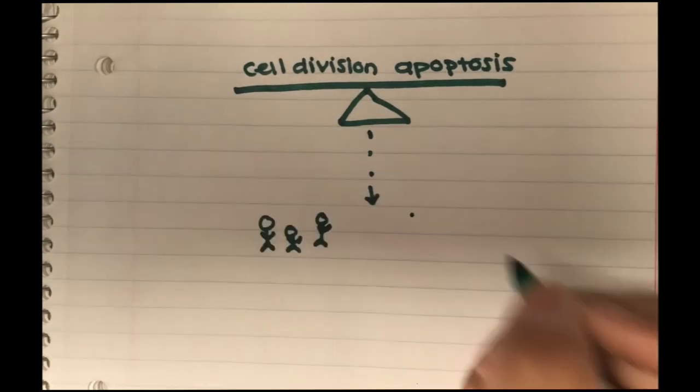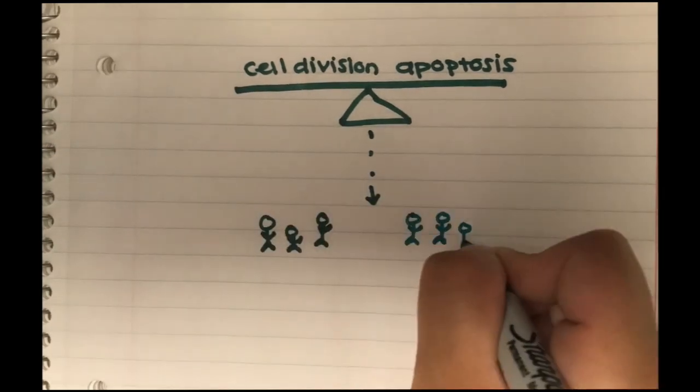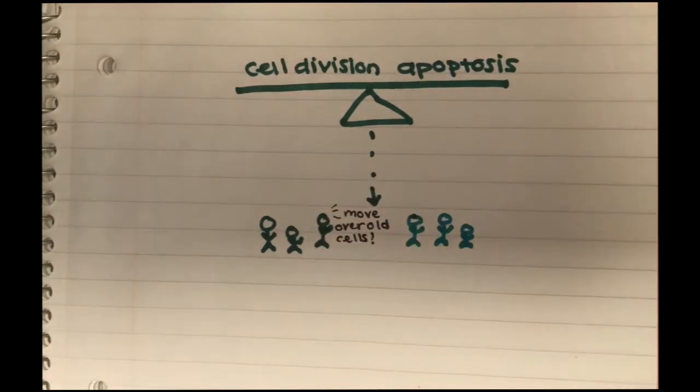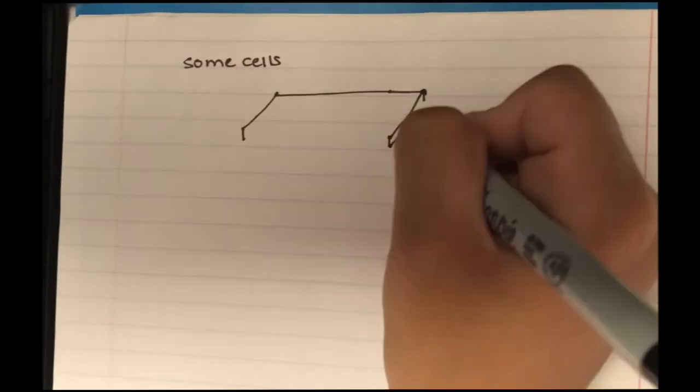Number 1, cells need to die out to balance out cell division. Otherwise, tissue would grow too much and defective cells would never be eliminated. In order to have new cells, old cells must be removed.